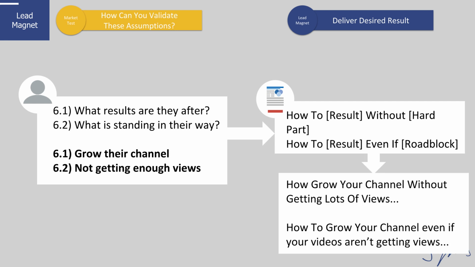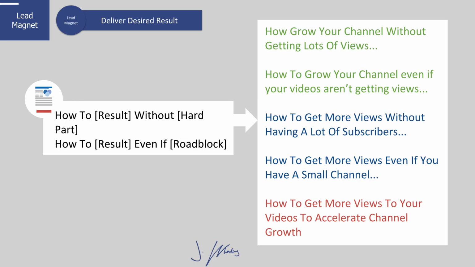But as you can see here, here are two examples: how to grow your channel without getting lots of views, or how to grow your channel even if your videos aren't getting views. Now, in both of these instances, we've zeroed in on the result that they want, and we've talked about the pain or roadblock that they're experiencing. So here you can see how we've actually reversed the roadblock and result in blue using the exact same formula. So the sky is the limit. I definitely recommend playing around with these and just coming up with 15 to 20 that you can test. And then you're gonna see 2 or 3 that you think are really good, and those are the ones that you're going to start off with your testing.